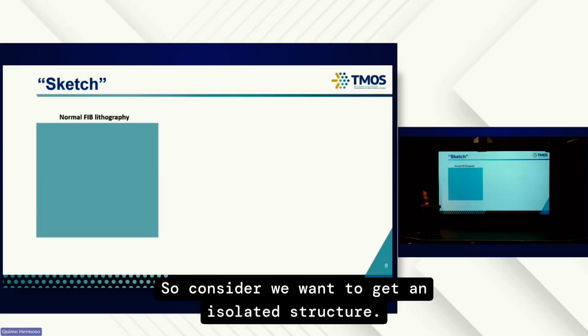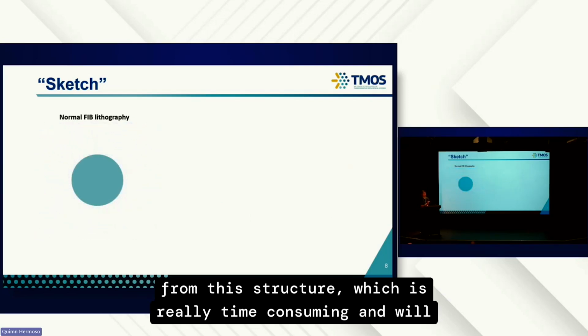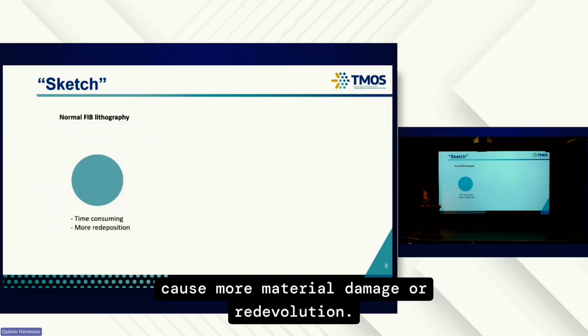So consider we want to get an isolated structure. In normal FIB lithography, we need to remove all the material away from this structure, which is really time-consuming and will cause more material damage or redeposition.